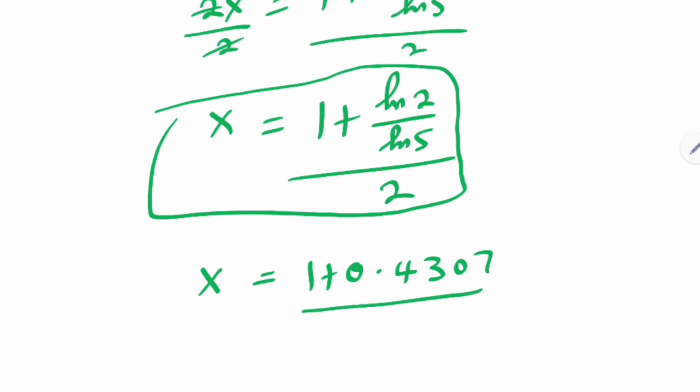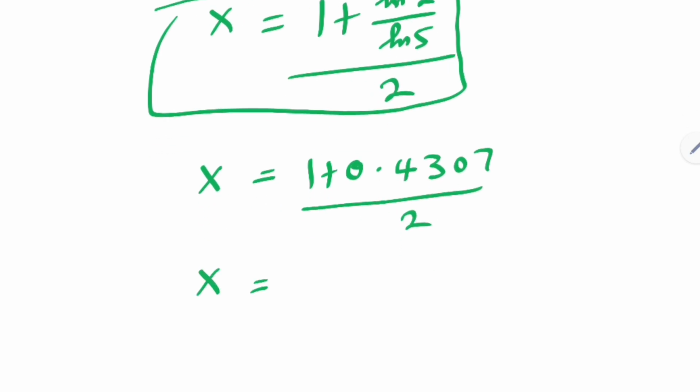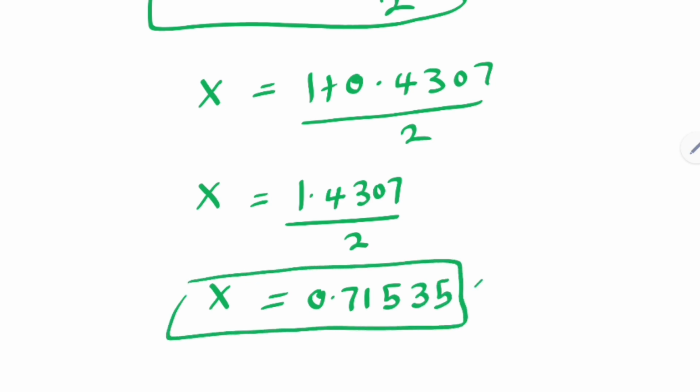That will be 0.4307. Then over 2. x is equal to 1 plus 0.4307. That is 1.4307 over 2. Then x is equal to 0.71535. This is the value of x if you want to use your calculator.